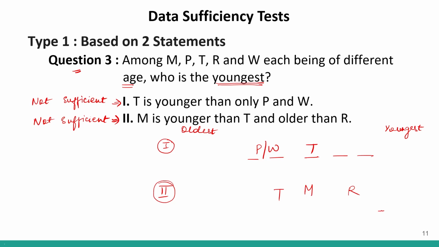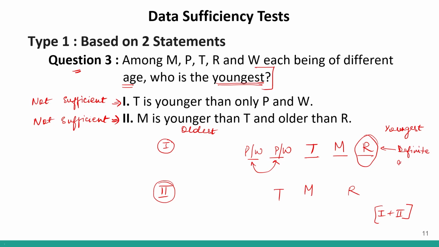Now I will combine these two statements. I will check for statement 1 plus 2. If I combine this, I can see T is over here, M will be here and R will be here. T is over here according to statement 1. So M and R will be over here according to statement 2. Now, in the first places, we can get either P or W. That is not definite. But what do we have to answer? We have to answer who is the youngest. So the youngest member is over here. This is the definite answer.